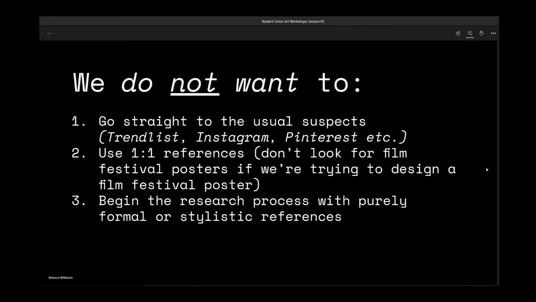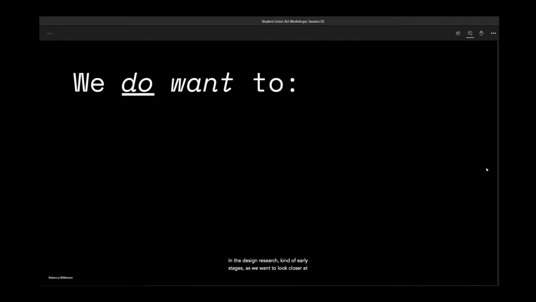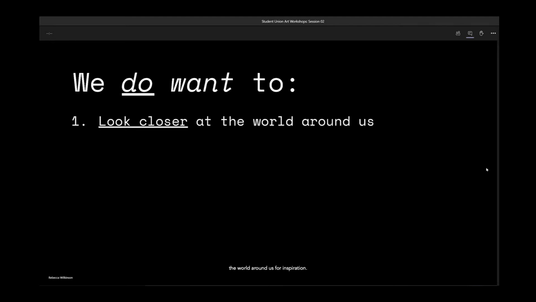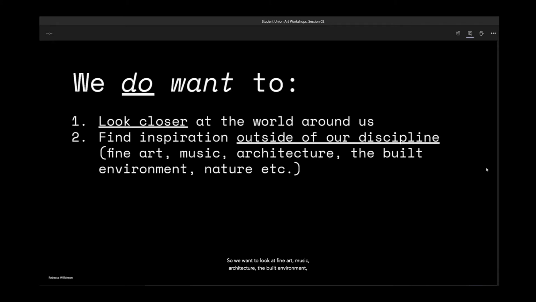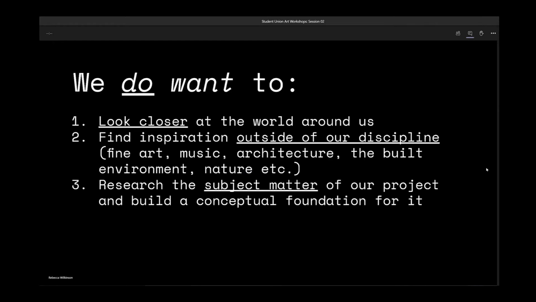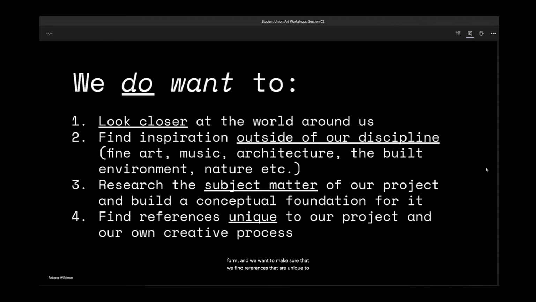So what we do want to do in the early stages of design research is look closer at the world around us for inspiration. We want to find inspiration outside of our discipline. So we want to look at fine art, music, architecture, the built environment, nature, etc. for our design work. We also want to research the subject matter of our project and build a conceptual foundation for our project before we start looking at style and form. And we want to make sure that we find references that are unique to our project and our own process, and that aren't generic trending visual material we find online.